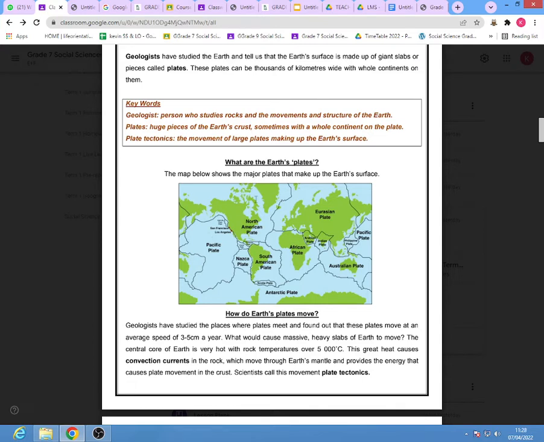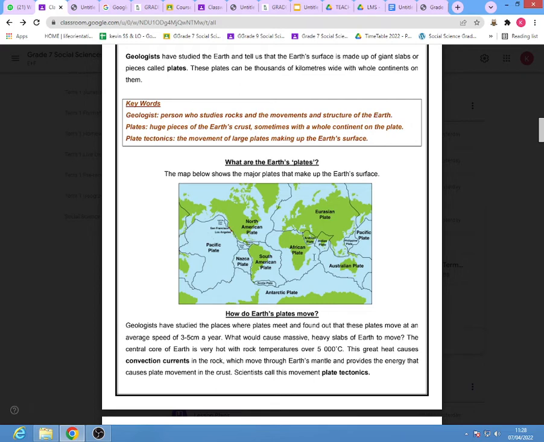So what are the earth's plates? If you look at the image in front of you, you're going to see that the earth is divided into sort of like a puzzle. Those puzzle pieces are what we call plates, right? Geologists have studied the places where plates meet and found out that these plates move at an average speed of about 3 to 5 centimeters a year.